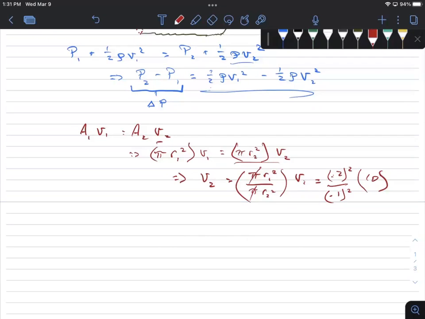And so now I just plug this in my calculator. 0.2 squared divided by 0.1 squared times 10 gives me V2 must be 40 meters per second. Now, are there any questions about this? Calculating this second velocity. Can anybody tell me if looking at this answer, you could tell if it's right or wrong? Did I make a mistake here? Or do you think it's correct?